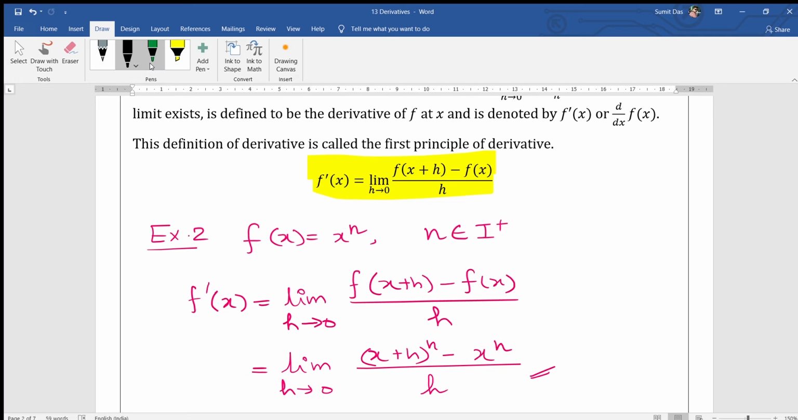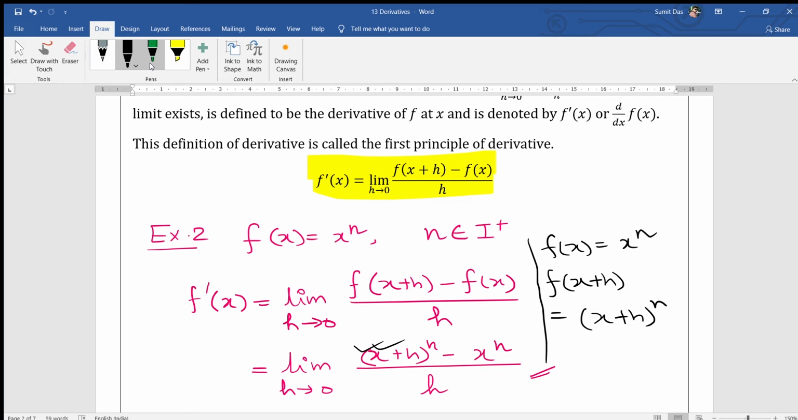Now you may have a doubt on this part: how did this come? Suppose I am giving you the function f x equal to x to the power n. So what will be f of x plus h? It will be x plus h to the power n. Look, f x is x to the power n, and there is no change. But suppose I have to find f of p. What will be f of p? It will be p to the power n, for a general function. So we have to replace x with x plus h.